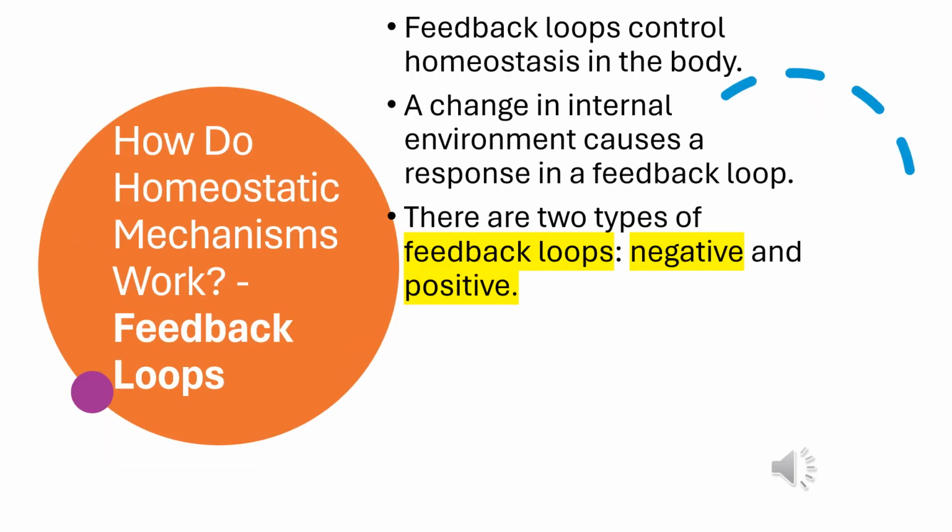How do homeostatic mechanisms work? There is something called the feedback loop. Feedback loops control homeostasis in the body. A change in the internal environment causes a response in a feedback loop. There are two types of feedback loops: negative feedback loop and positive feedback loop.